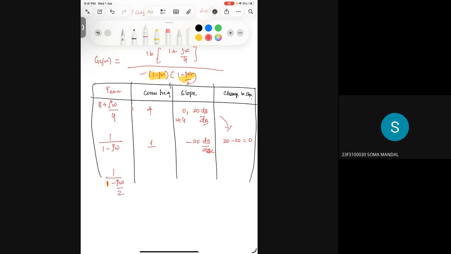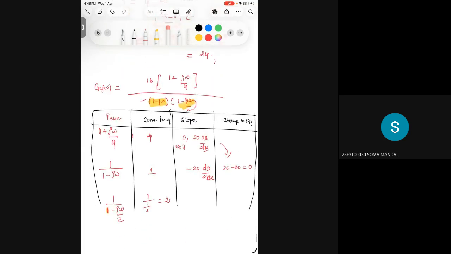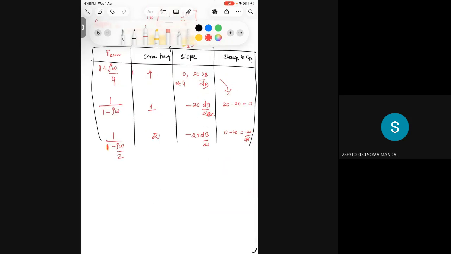Next, the term I am going to take is 1 by 1 minus j omega by 2. So 1 by 1 by 2 will become 2. 2 is your corner frequency that we found already. So no need to get confused here. Just 2 is your corner frequency. Then this again will take minus 20 decibels per decade. Already 0, then minus 20 decibels per decade. So this is your overall Bode magnitude plot.